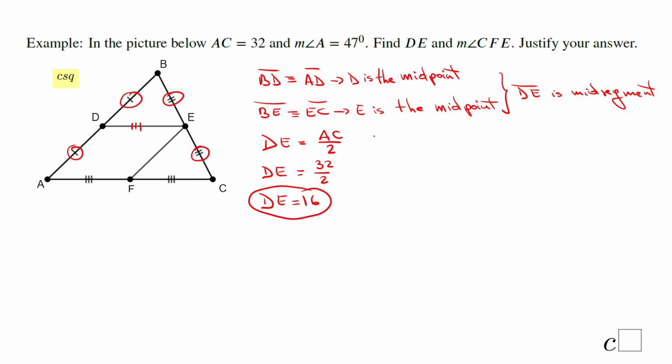Now let's go to the next part, which says find the measure of angle CFE, this angle here. Okay, and for this angle, what do we know? This angle is 47. And if you notice, I marked them the same. Why? I can use the same process like here and prove that FE is the mid-segment.